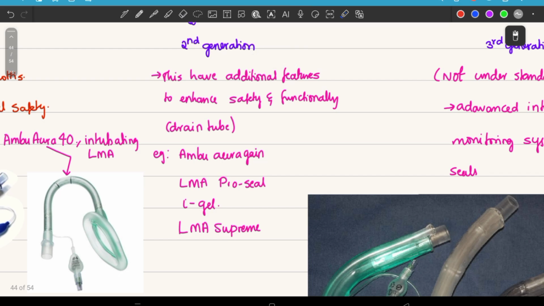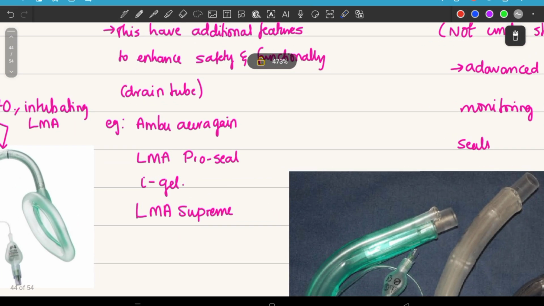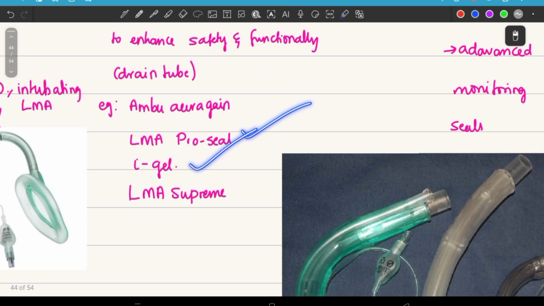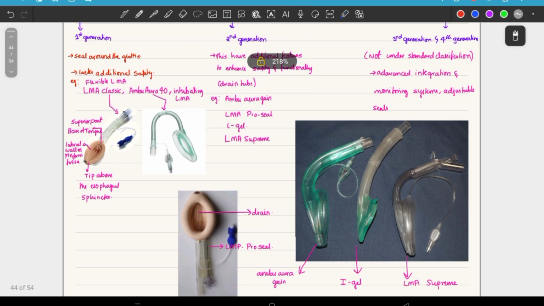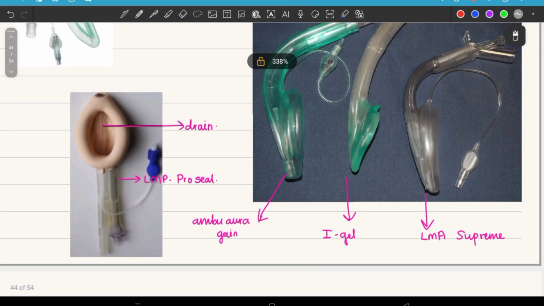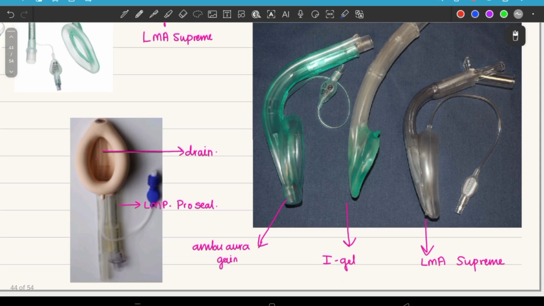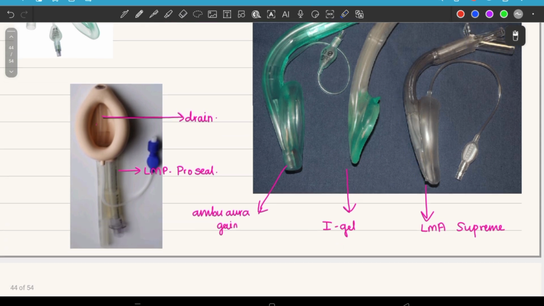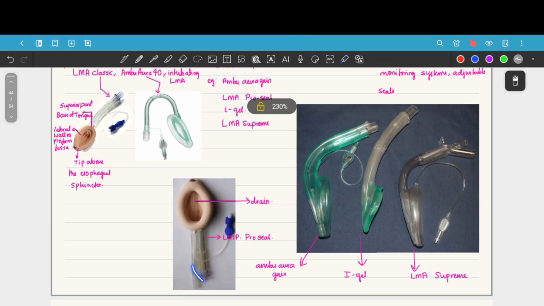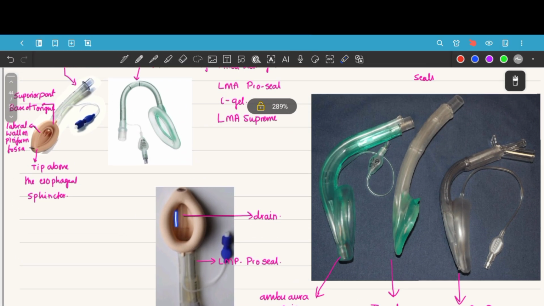Coming to the second generation. This has additional features and safety and functionally it's very nice. Examples are Ambu gain, LMA Prosil, iGel and LMA Supreme. This is the LMA Supreme. See, it's a very special thing and all is present. This is the Supreme one. LMA Supreme, iGel, Ambu gain. This is LMA Prosil. You can see the drain tube here.